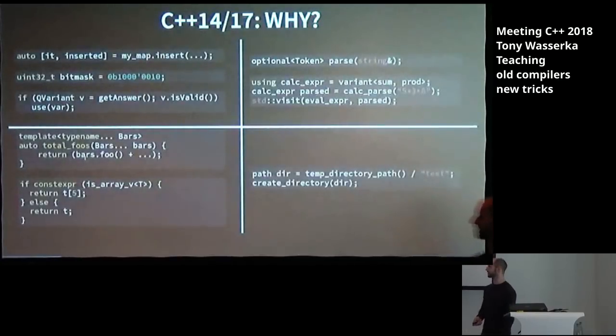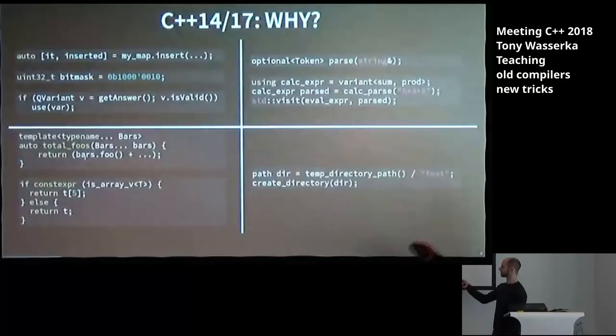And then the fourth category is actual new features, and there aren't a lot of them actually in C++14 and 17. But a couple of them. The most important one is the std filesystem library, which now allows you to, in a standardized way, access paths and do file operations.